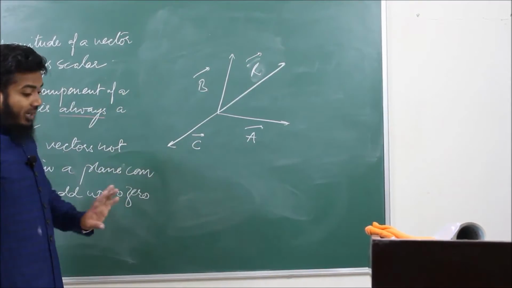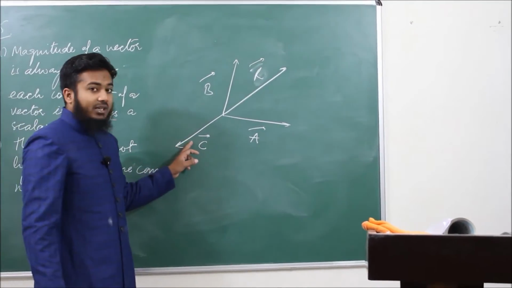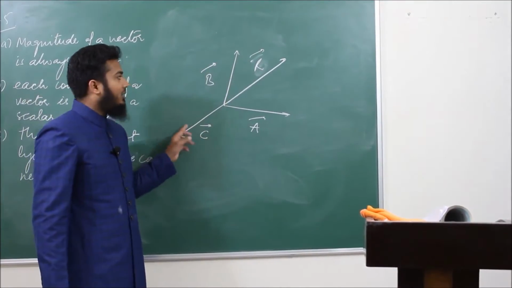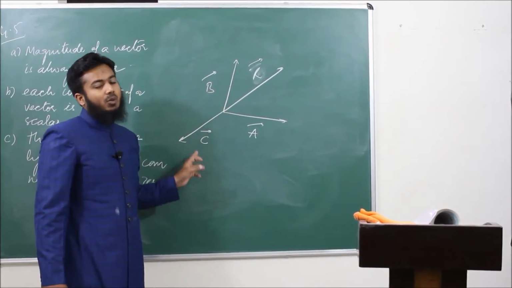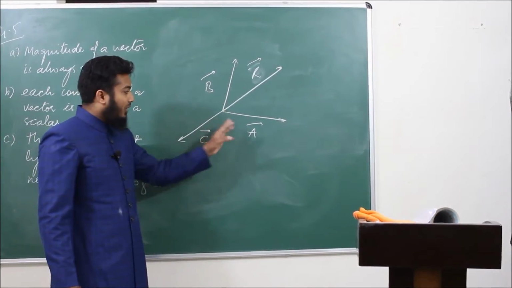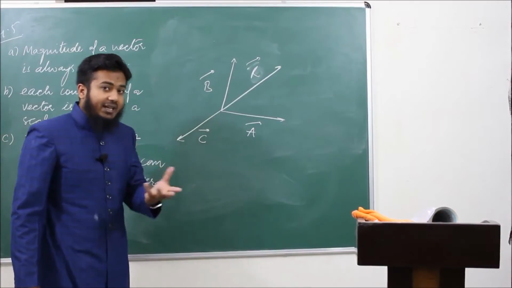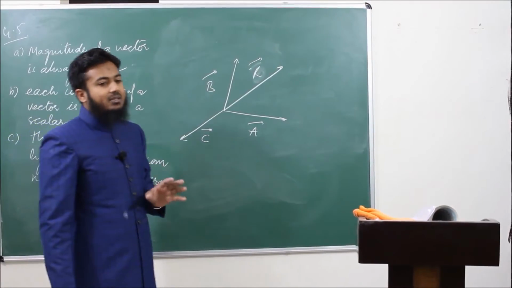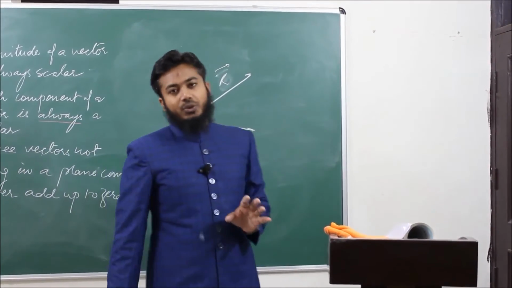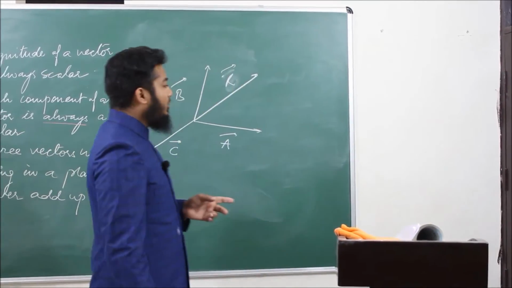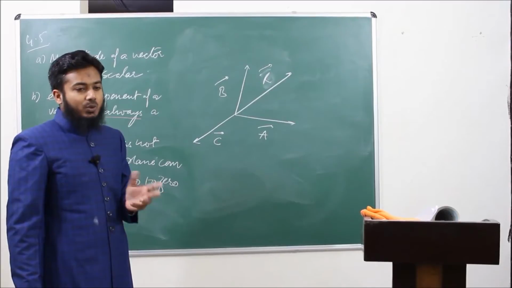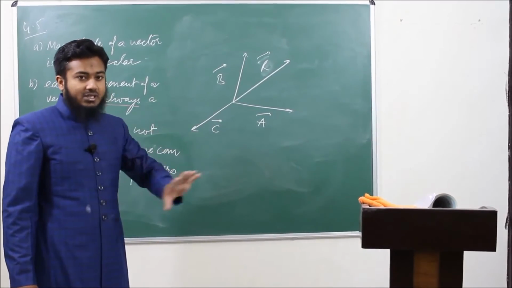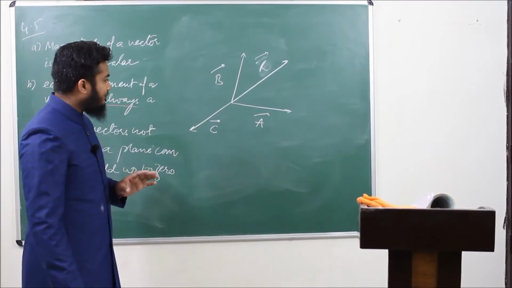So if this C is not lying in this plane, it cannot be opposite to R, and then A plus B plus C will not be equal to 0. So 3 vectors, if they are not lying in the same plane, then the resultant can never be 0. For that you will need minimum 4 vectors to get a null vector if the vectors are not lying in the same plane.